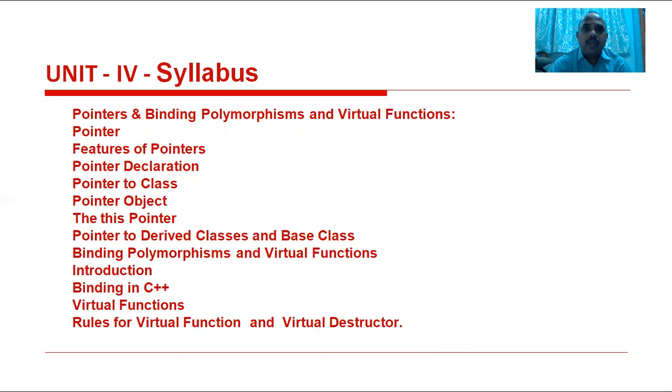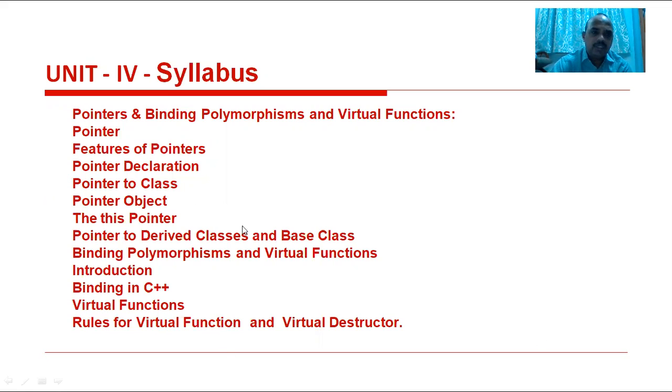Here in the fourth unit syllabus, 50% is based on C language pointers. The remaining 50%, we need to discuss OOPS concepts, that is polymorphism and virtual functions. Already we discussed in the previous classes what is polymorphism, what is a virtual function, what is a virtual base class. Those concepts are also in the fourth unit syllabus. Clear, all of you?